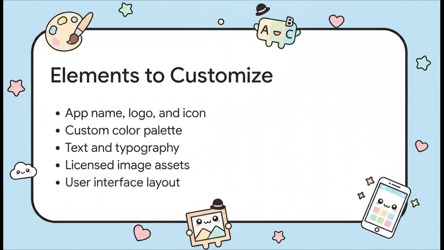You'll change the app's name to match your brand, swap in a custom logo and icon, which, by the way, is usually the user's first impression, so make it pop. You'll update color palettes, text, swap out default images for your licensed ones, and adjust the layout. This is where the app truly becomes yours.